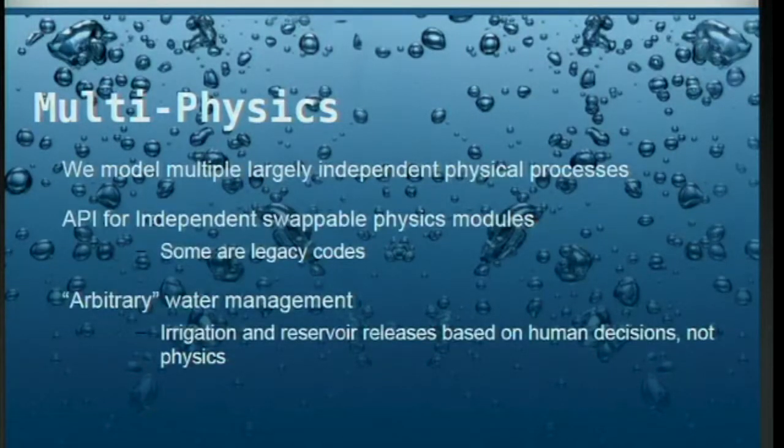Okay, so we're basically modeling multiple fairly independent physical processes. Water hits the ground. Some of it evaporates, some of it soaks in, some of it runs off overland to a stream. These processes are largely physically independent, just based upon the saturation, the water content and water pressure at each point. And we're designing the system as a set of independent swappable modules with an API.